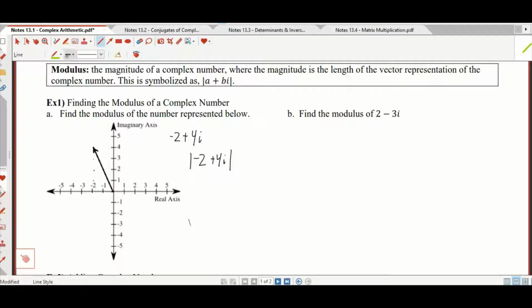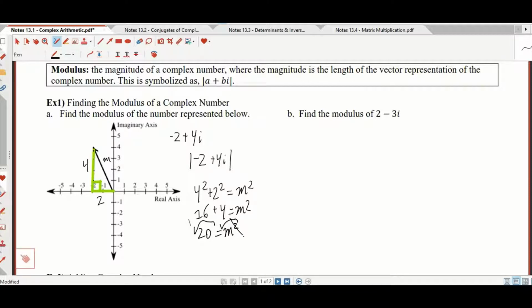So what we're going to do to find that is we're going to imagine this right triangle that you could make, where it goes 2 this way for your real, and 1, 2, 3, 4, 4 this way for your imaginary. And we're going to find that length here, which we'll call m for the modulus. So if you use the Pythagorean theorem, that's 4 squared plus 2 squared equals, well, our modulus squared. And 4 squared is 16. 2 squared is 4. 16 plus 4 is 20, equals m squared.